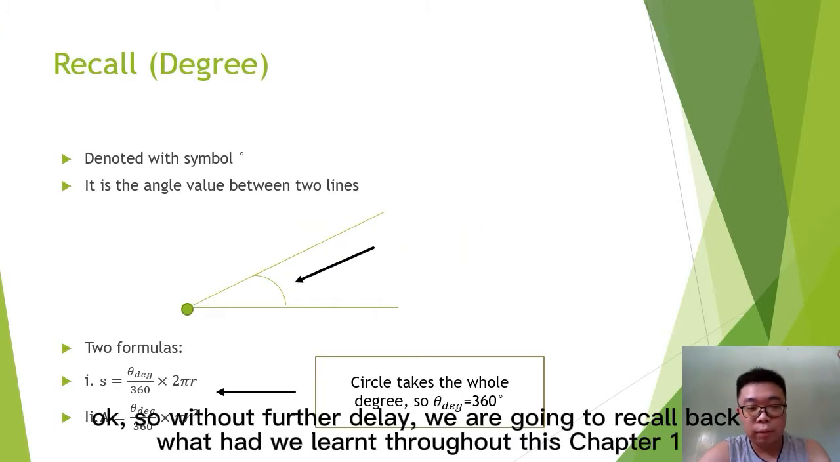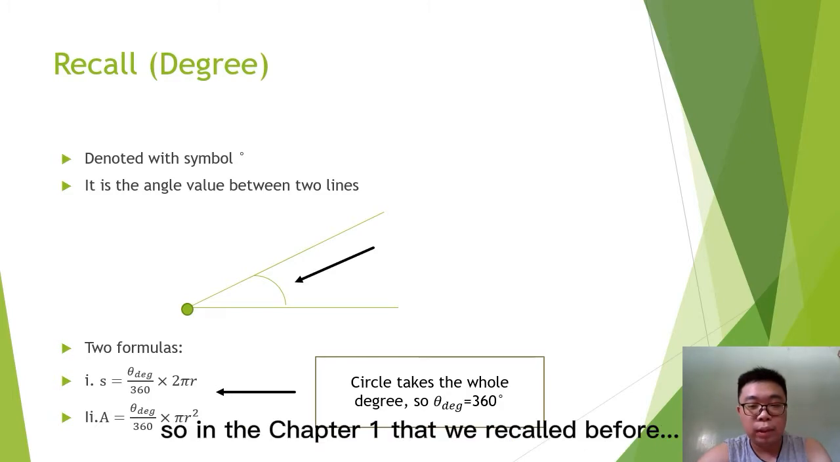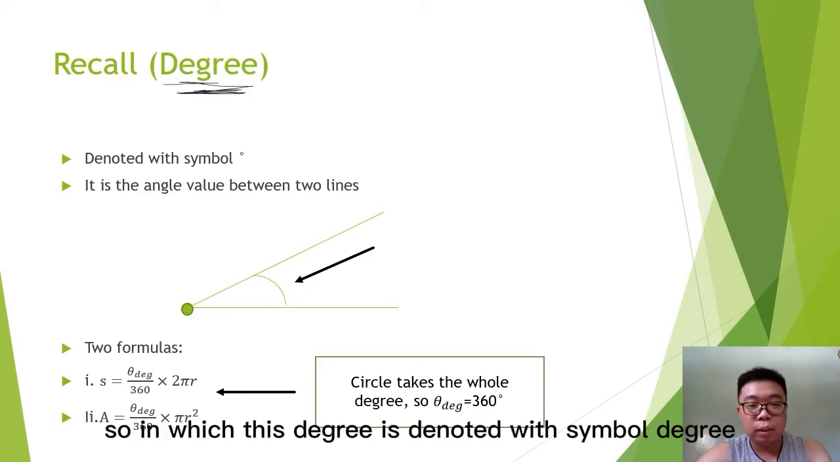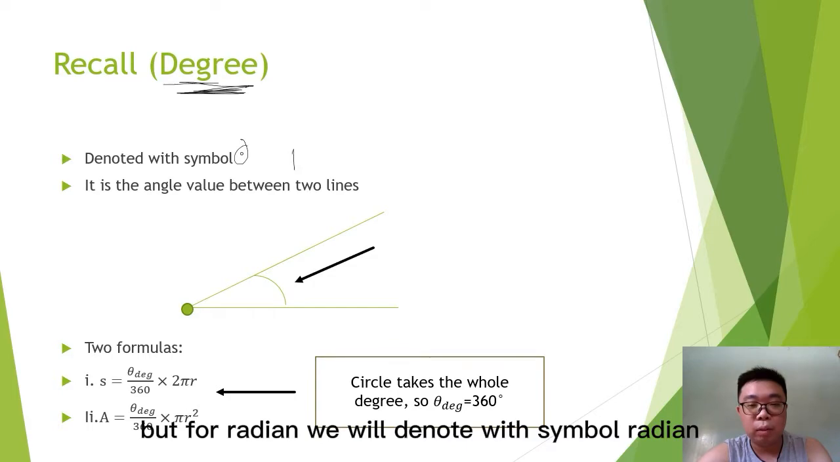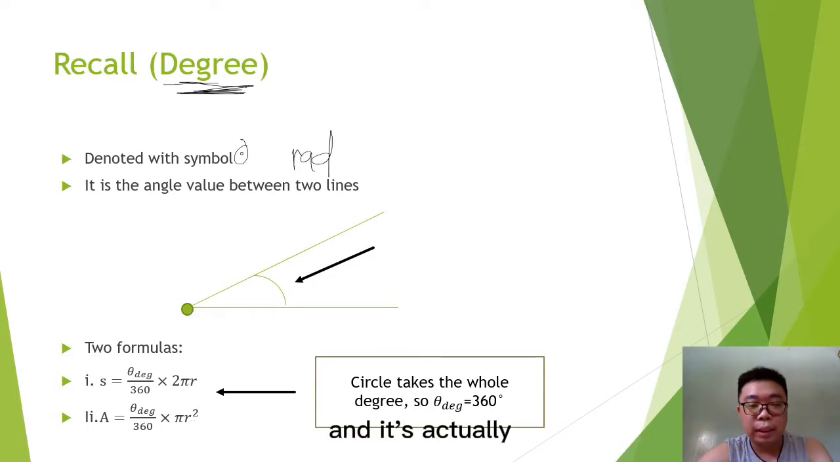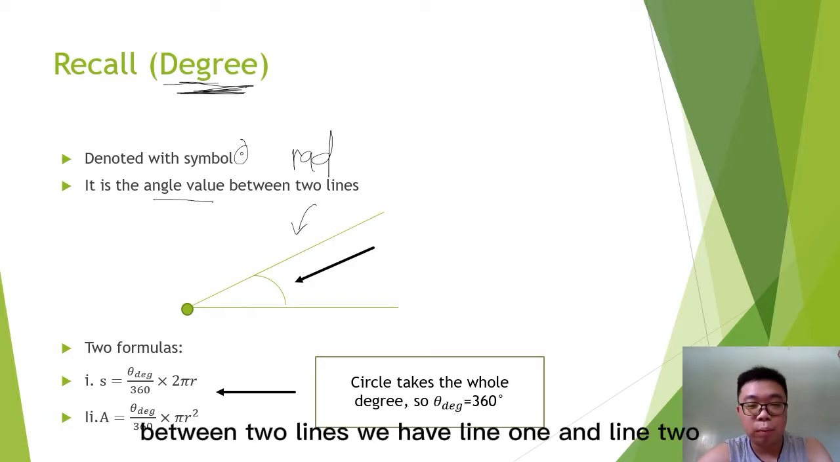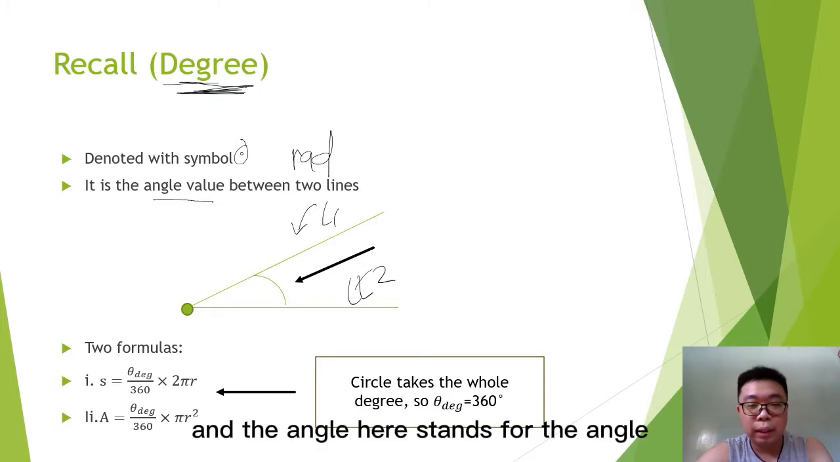Without further delay, we're going to recall what we have learned in this whole chapter 1. Before we learned chapter 1, we had learned only degrees. Degree is denoted with the symbol degree, but radian we denote with the symbol radian. Both are angle values between two lines, line 1 and line 2, and the angle here stands for the angle.